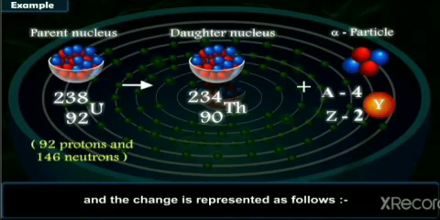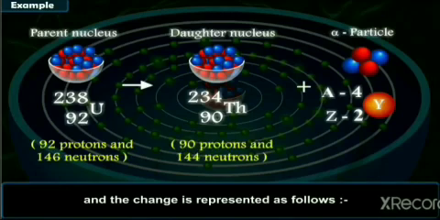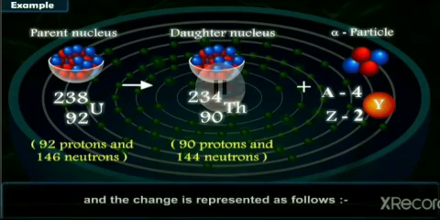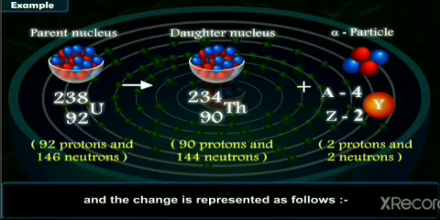U-238-92, having 92 protons and 146 neutrons, gives Th-234-90, having 90 protons and 144 neutrons, plus He(4,2), having 2 protons and 2 neutrons.